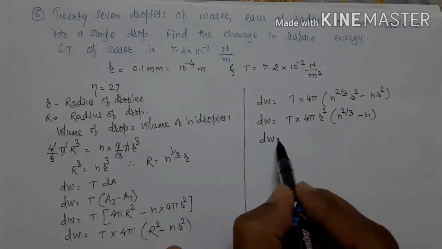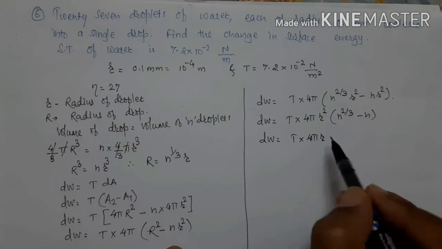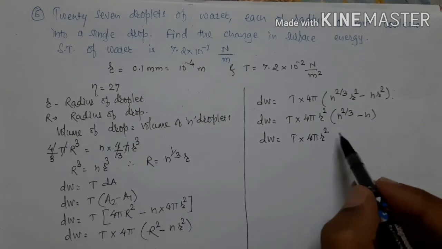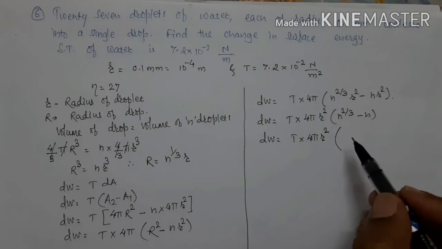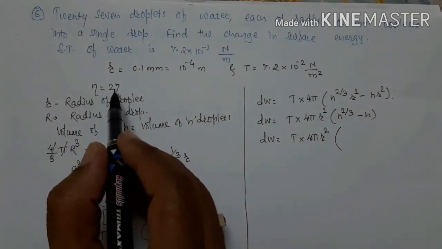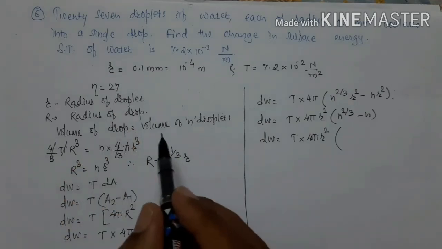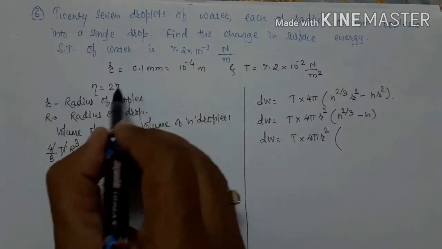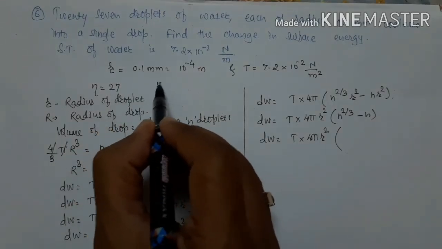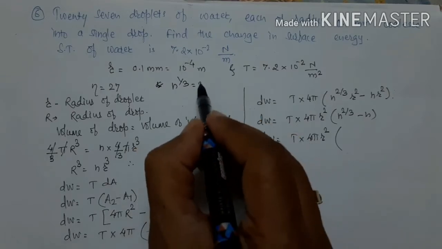Therefore, work done in this case is T into 4 pi r square into the bracket. Here, what is n? n is equal to 27. Therefore n raised to 1 by 3 should be 3.